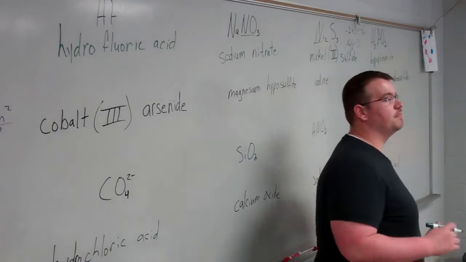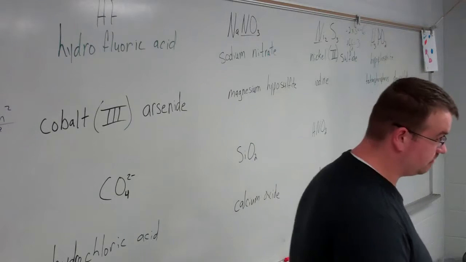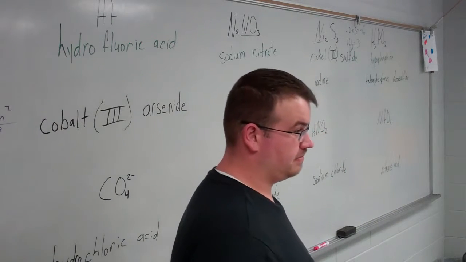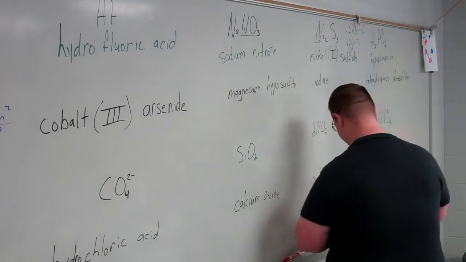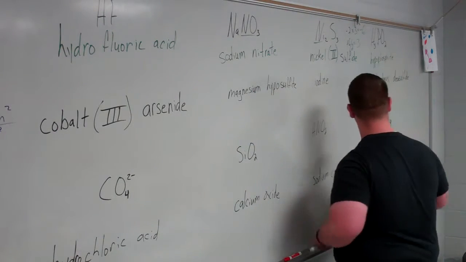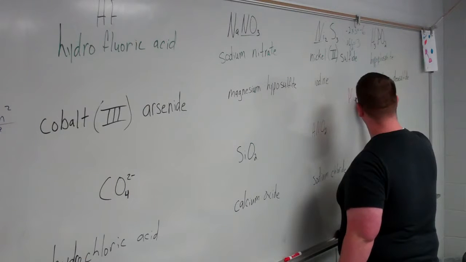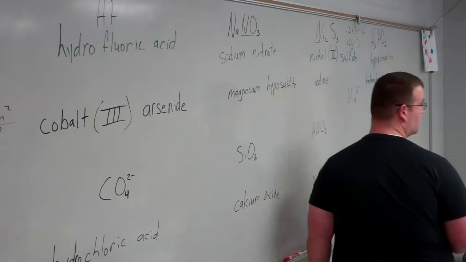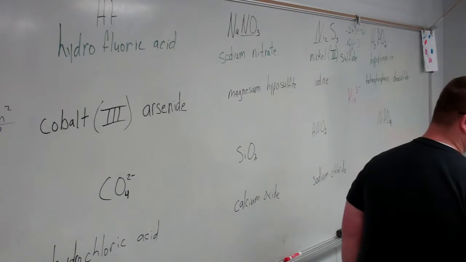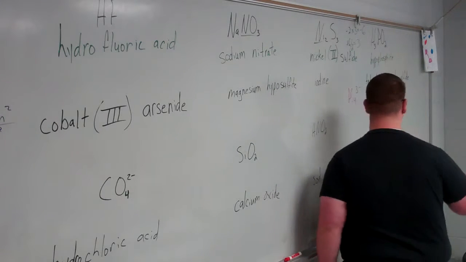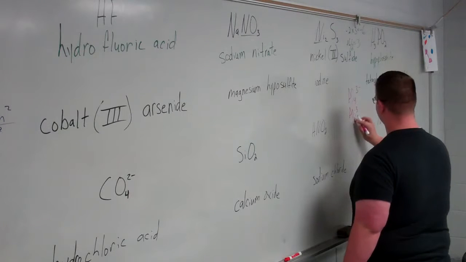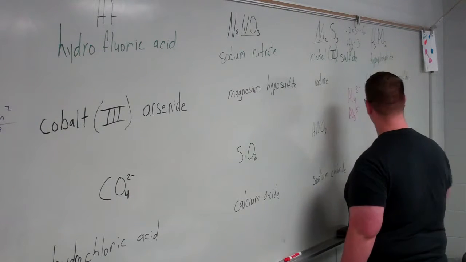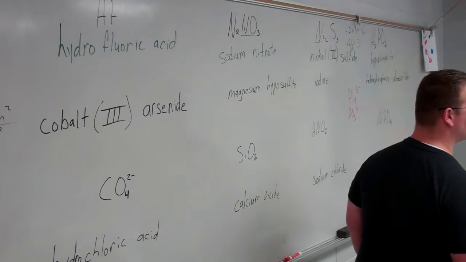How many of you got that the polyatomic was hypophosphite? This is how we got hypophosphite. It's based off the root, PO4 3-, phosphate. One less oxygen: PO3 3-, phosphite.